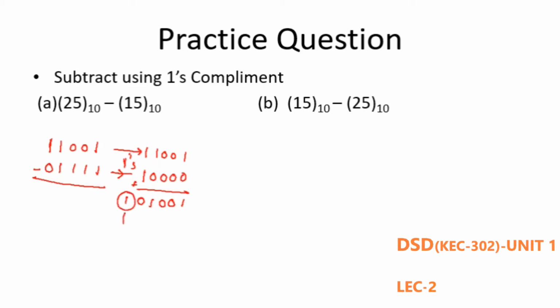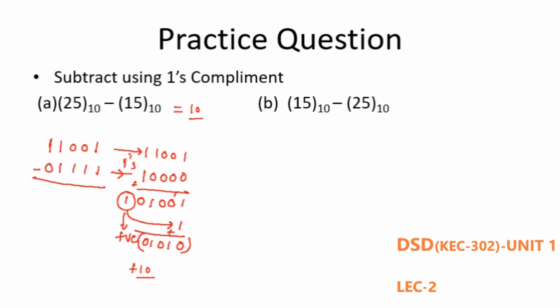This carry indicates that my answer will be positive. But to get the answer I have to add this carry back to the sum. So 1 plus 1 will be 0 and carry will be there, 1 plus 0 is 1, similarly 0 1 0. So I am getting this, that means plus 10. This is the correct answer, because 25 minus 15 in decimal is equivalent to 10.